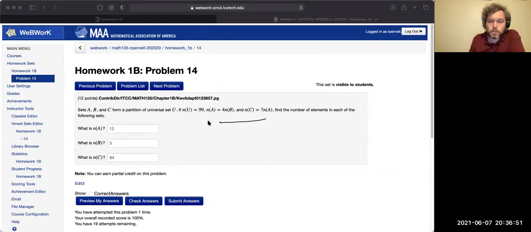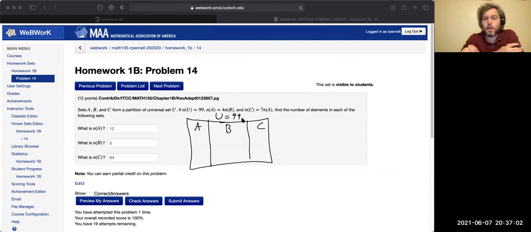What do each one equal? So I'm going to draw it out. That seemed to work last time, so maybe we'll have more luck. Now, I know that the universe equals 99. I know that that's true. So that's what they said is true, so it must be true.